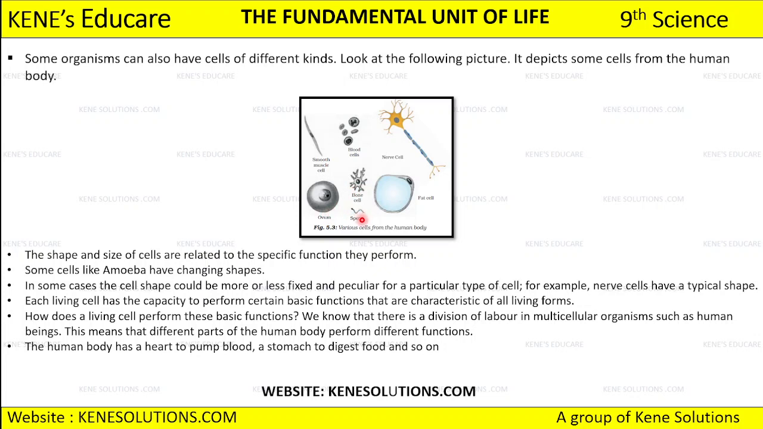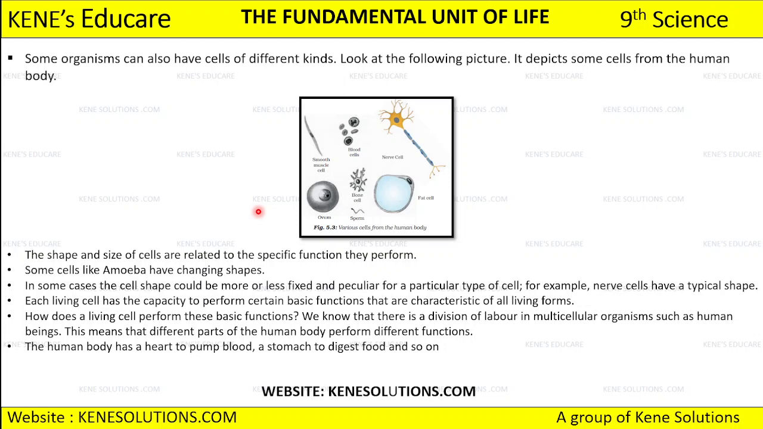These are the various cells which are found in our human body. The shape and size of a cell are all related to the specific function that they perform. Whatever shape and size you can see, all the cells have different shapes and different sizes. Why is it so? The shape and the size are related to the specific function they have to perform. So we have some cells like amoeba.